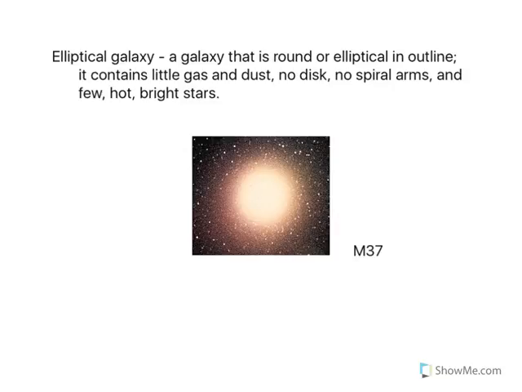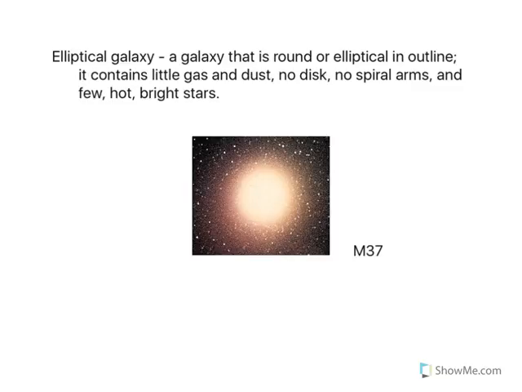Here's an example of an elliptical galaxy as shown in your textbook. This galaxy name is M37. It is the 37th object in the Messier or M catalog. Notice that it is round in shape. It contains little gas and dust.